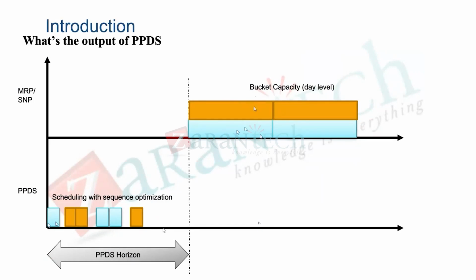But once you convert that to a PPDS or short term horizon and pass it through sequencing, it will schedule one order from 9 a.m. to 2 p.m. Then there is a break, or a setup time requirement because you are changing the product, and then the other order is put there. That sort of sequencing is available in the production planning and detailed scheduling horizon, right?